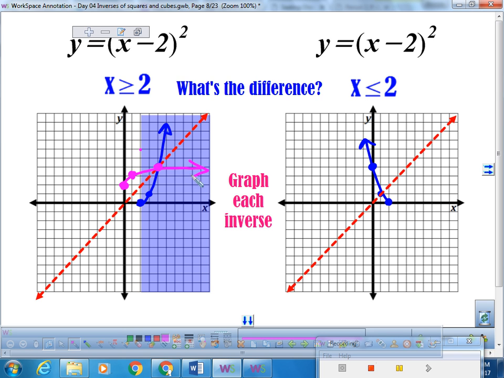So this is what we're doing today. So this one, instead of going over 2, I'm going to go up 2. But instead of going up 1 over 1, I'm going to go down 1 over 1. 1, 2, 3, 4, down 2. Does that look like it reflects over the y equals x? So that's what we're doing today.